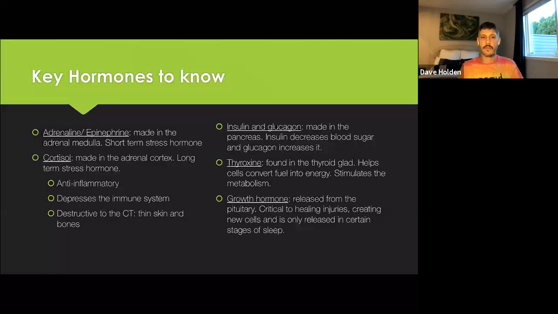All right, insulin and glucagon. These are the domain of the pancreas. Insulin decreases the blood sugar. Glucagon increases it.